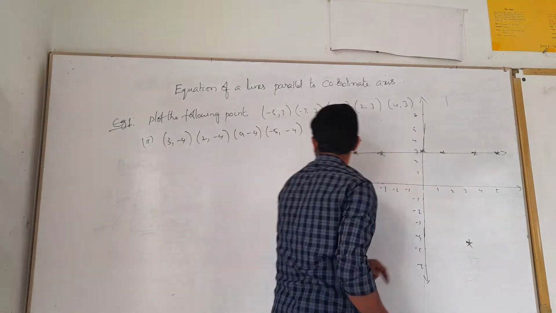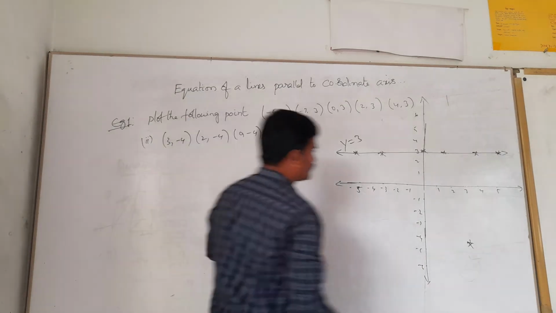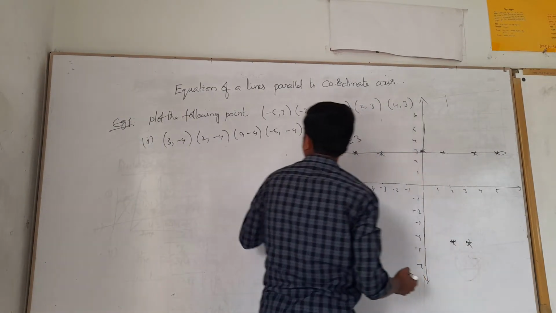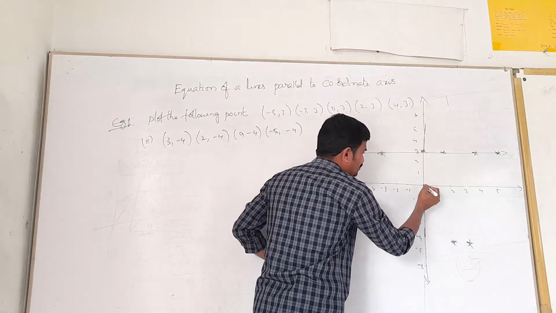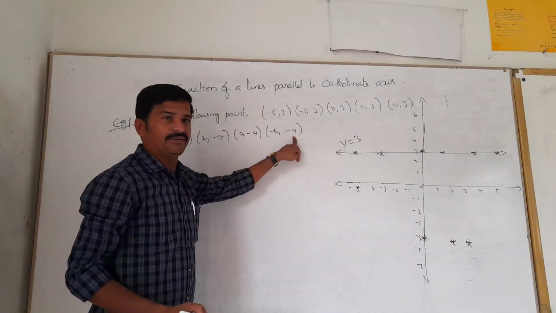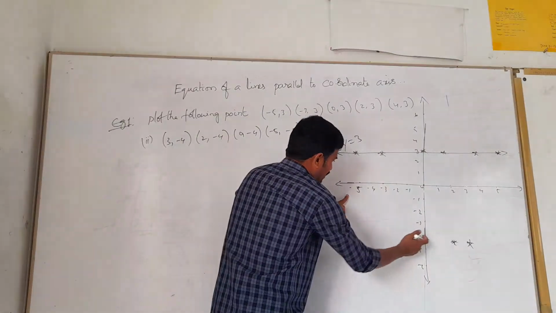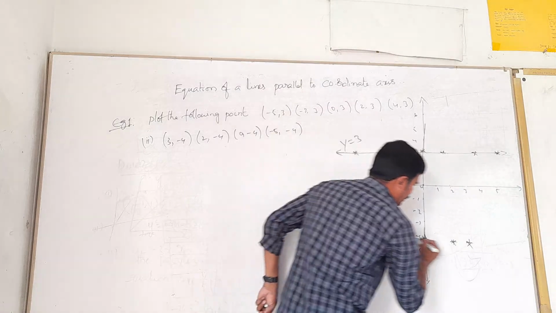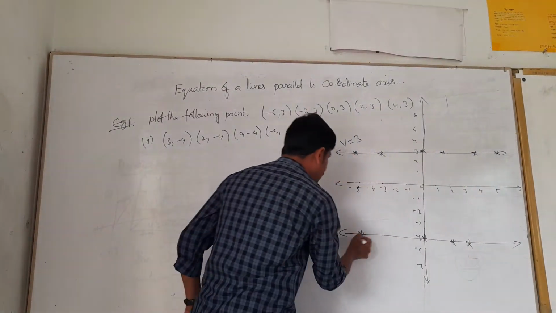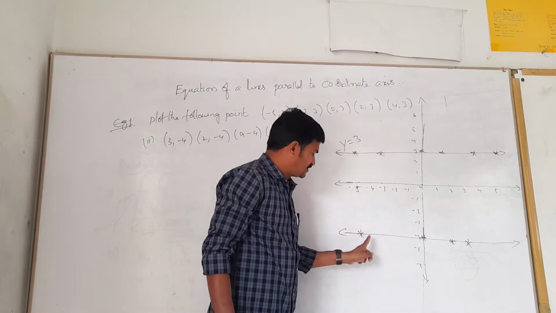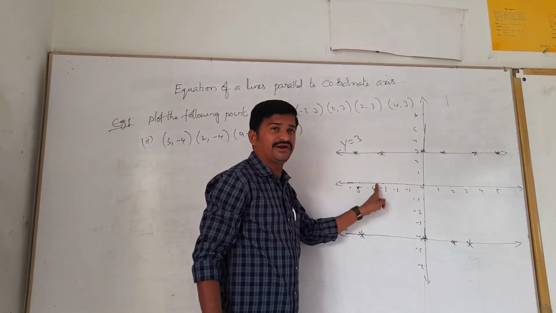Like this. And (2, -4): 2 this is and -4 this is. Next (0, -4): this is 0 and -4. And (-5, -4): this is -5 and this is -4. Like this. Now if you join, see, this line is also parallel to x-axis or not? Yes, sir. This is also parallel to x-axis.